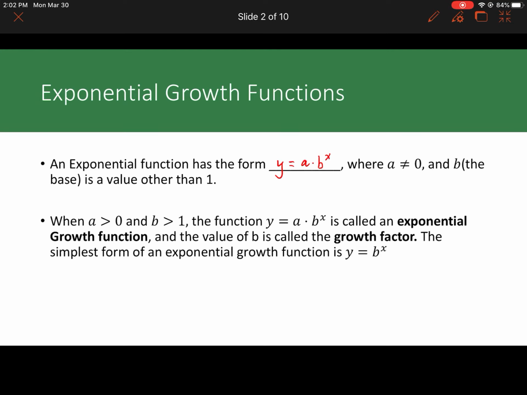The simplest form of an exponential growth function is just y equals b to the power of x, with the same condition that b is going to be a value greater than 1.